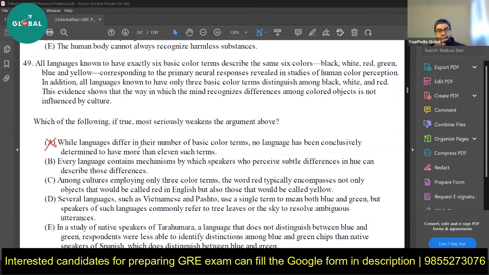What about B? Every language contains mechanisms by which a speaker who perceives subtle differences in hue can describe those differences. He is saying here people can describe the subtle differences. Hue means color, a band of color, we call it hue. Where we have different colors. So he's saying every language contains a mechanism where people basically recognize that subtle difference. This is not weakening the argument, this is making it strong. Is it clear? Yes. So this is again incorrect. What about C?